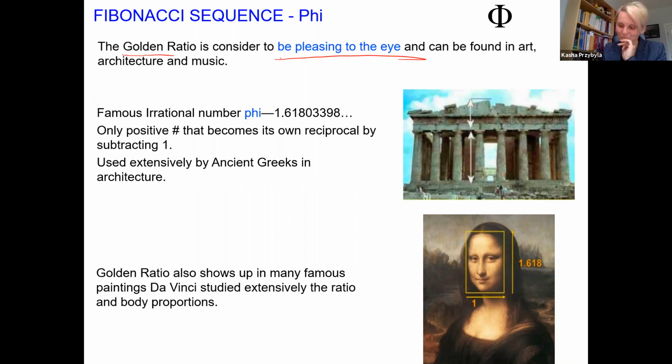pleasing our eyes. And of course, art, the ancient Greeks in architecture, everywhere. And this is also a nice property, but that's the same with the rectangle. If we take the Phi number, 1.61, that means this is the only positive number that when we subtract 1 from that number, we will get a reciprocal of this number. Yeah, funny properties.